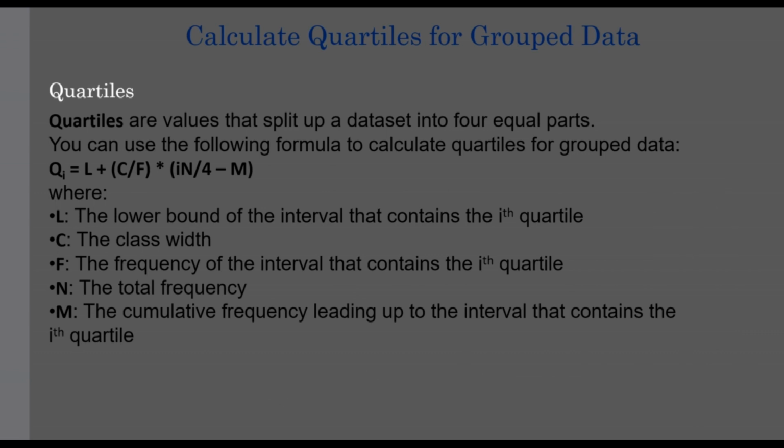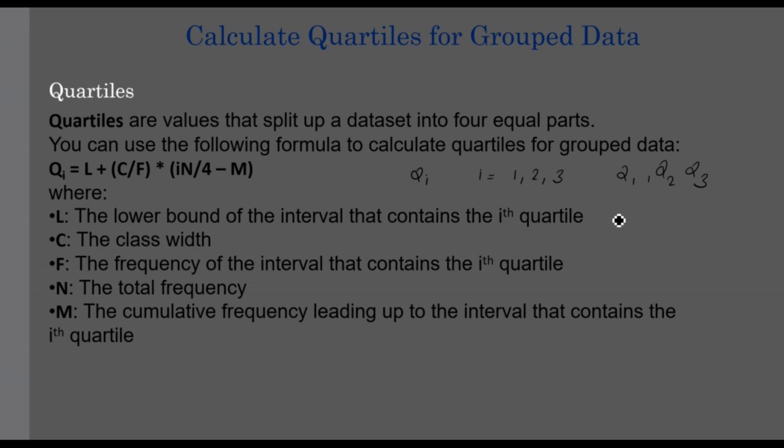For grouped data, there is an equation: Qi equal to L plus C divided by F into i n divided by 4 minus M. Very easy to calculate. Here L is the lower bound of the interval that contains the ith quartile. Here we are calculating Qi, which means the values for i are 1, 2 and 3. We want to find Q1, Q2 and Q3. So L is the lower bound of the interval that contains the ith quartile.